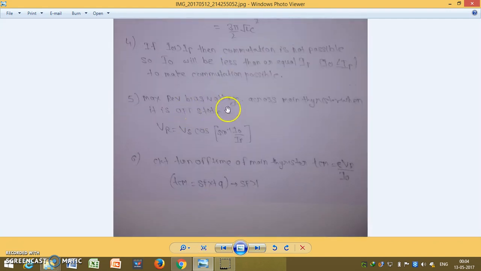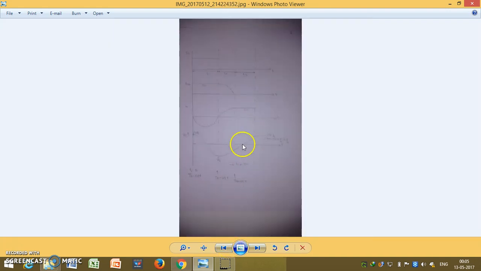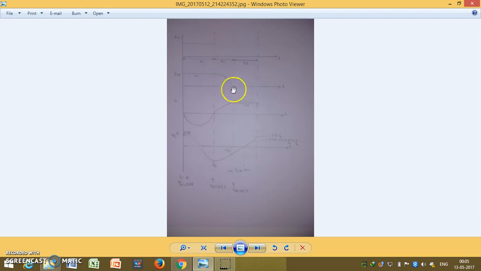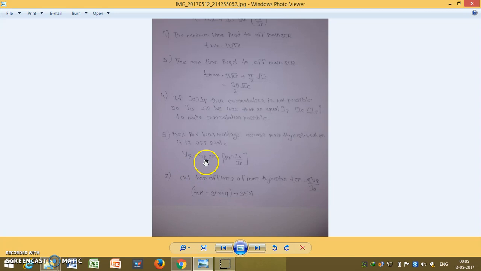The maximum reverse bias voltage across the main thyristor when it is in off state is VR equals Vs cos of sin inverse of I0 by IP. As we have seen here, as the main thyristor current is 0, the reverse bias voltage is applied across the thyristor. This is the reverse bias voltage, and its duration is TCM. That is the reverse bias voltage which we discussed. And last point, the circuit turn-off time of the main thyristor is TCM.